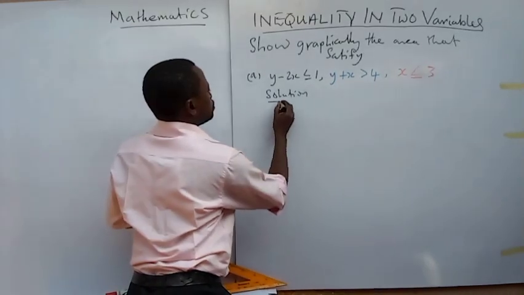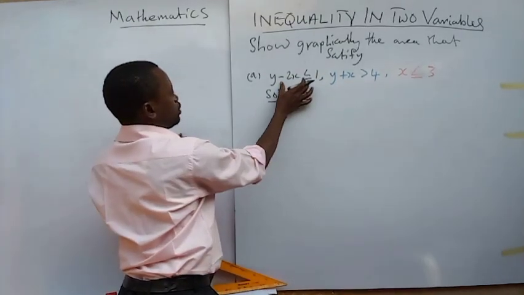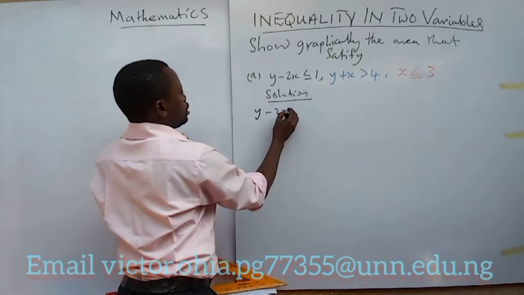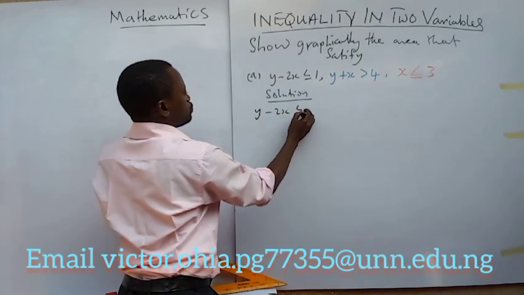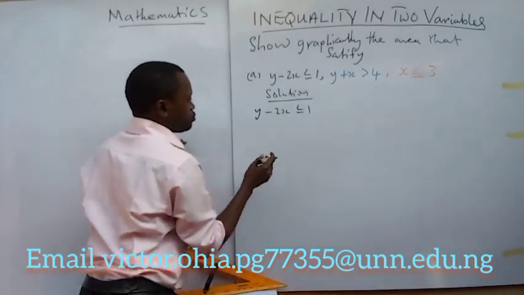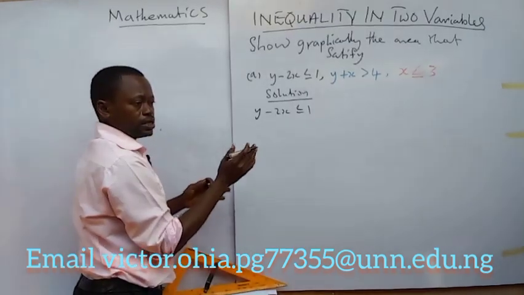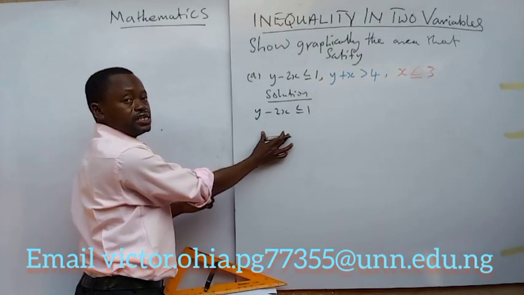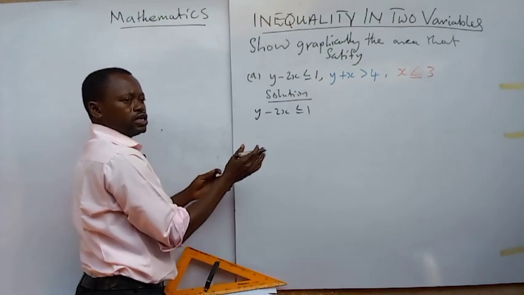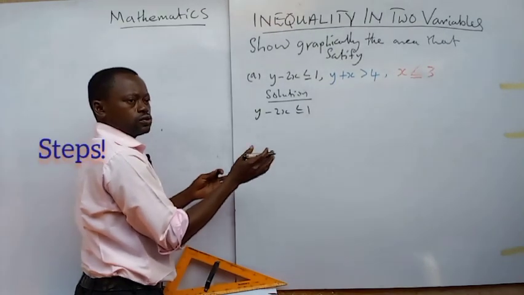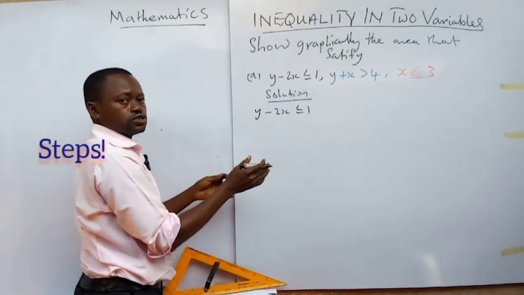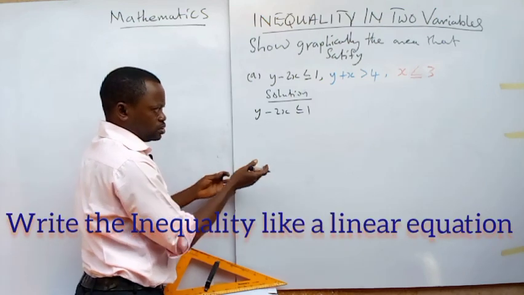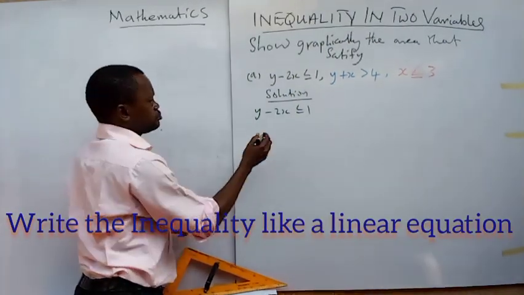See here that I have this first part, which is y minus 2x less than or equal to 1. Now, from the introductory part of the lesson, I said the first thing you do is to rewrite this inequality as a linear equation and then put in x for 0, y for 0, so that you can get the values of the y and x intercepts. Let me just do it and explain it so that you get what I'm saying.